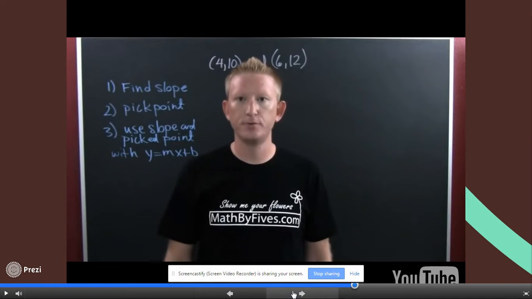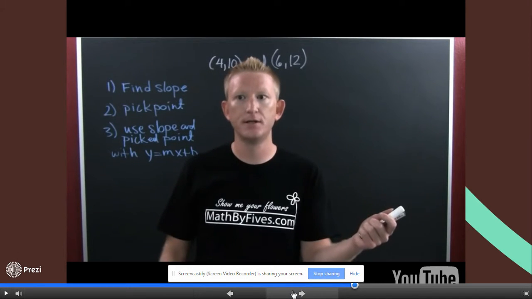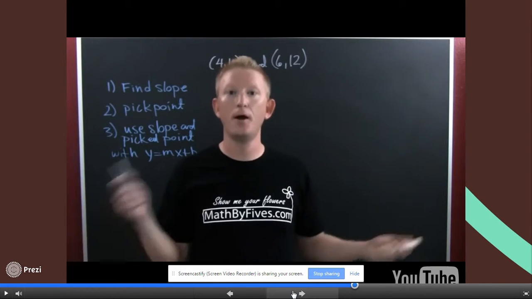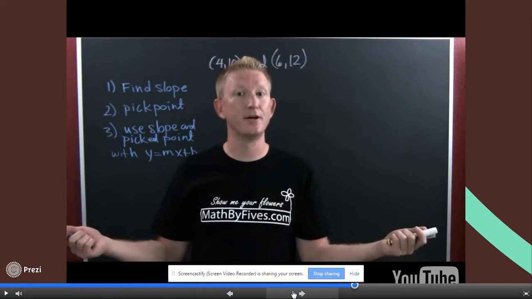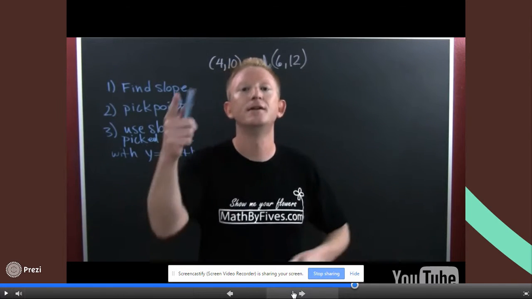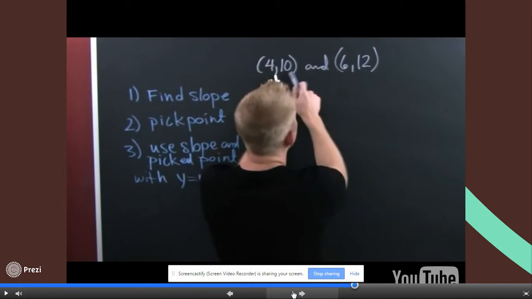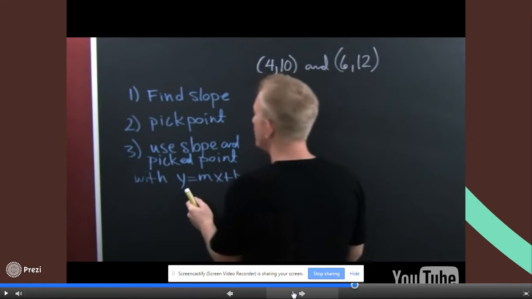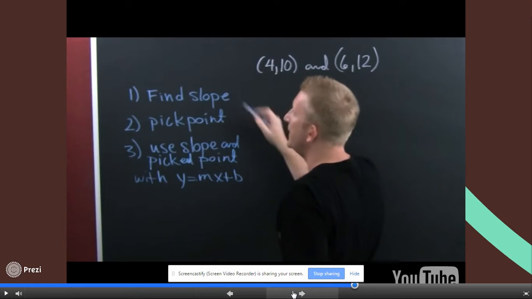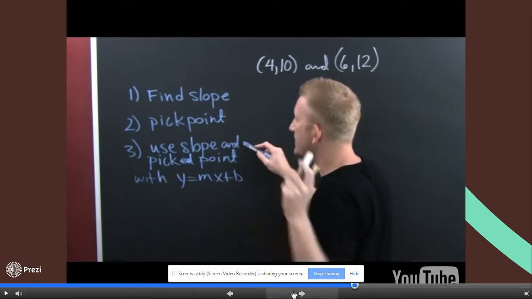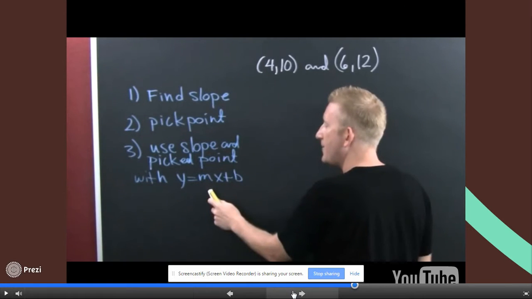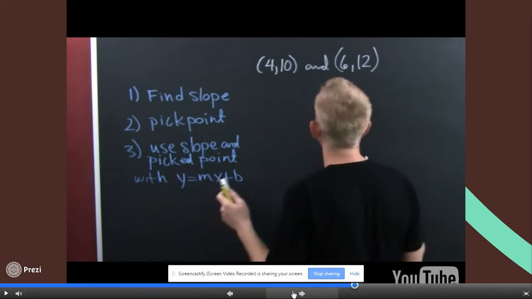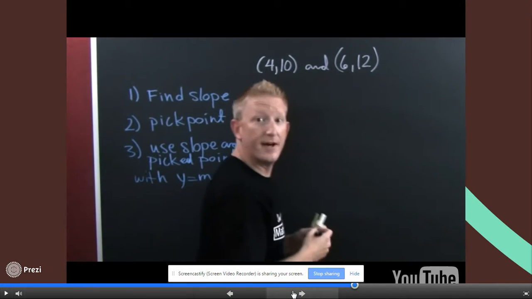Here they give us 2 points. And we know we need a point and a slope. All we need to do, now that we have 2 points, is just pick one of them. We need to find the slope. How are we going to find the slope? We have a game plan. First, we're going to find the slope. Then we're going to pick a point. We're going to use that slope and point in y equals mx plus b, or perhaps point slope, if that's your preferred method. So here, we need to first find our slope.